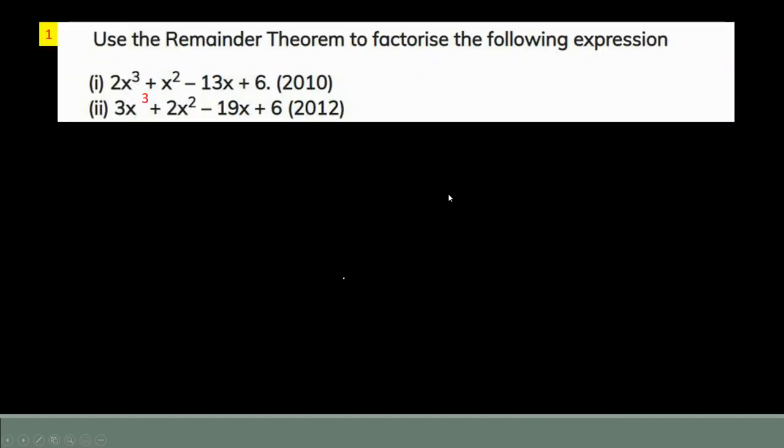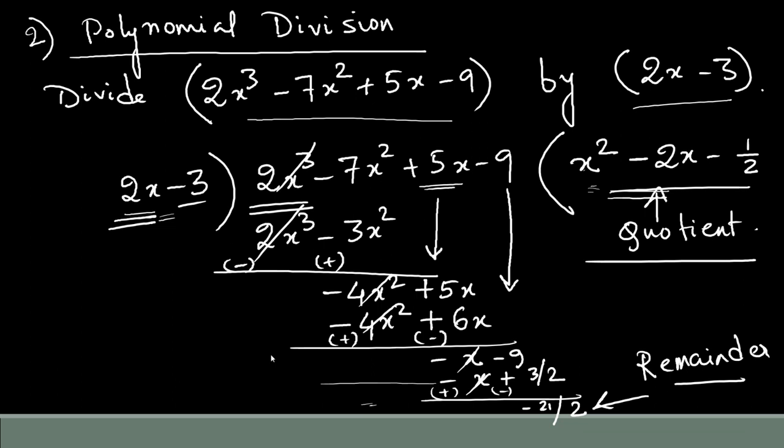Okay, so just 1 second. So now we will move to the next topic. The third topic is factor of a polynomial.